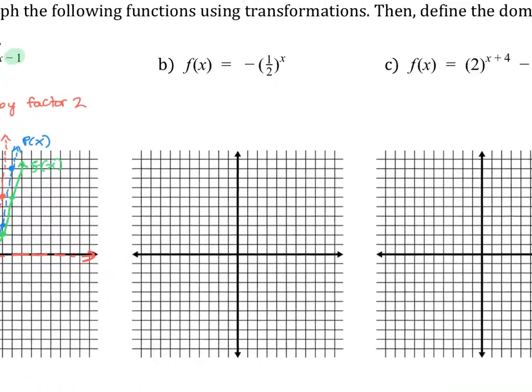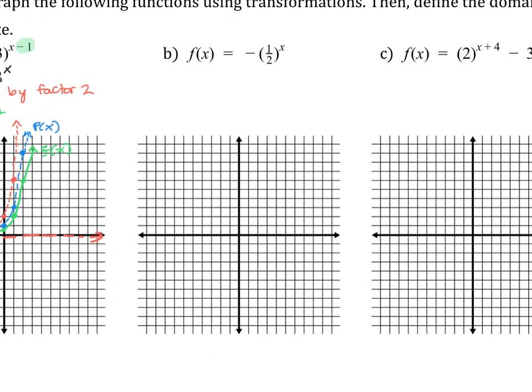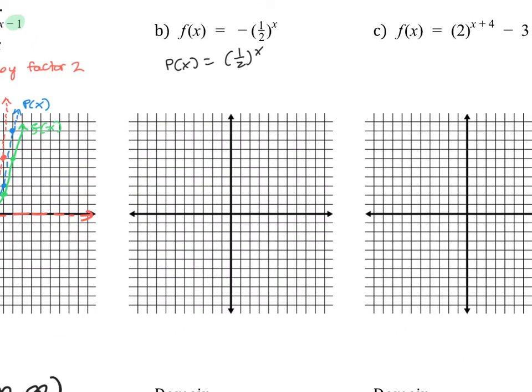All right, let's look at example B. So here we do have a transformation, but let's start with our parent function. So p of x, it would just be 1/2 to the power of x. So this is exponential decay because that base is less than 1. So let's see if we can plot a couple of points here. So let's try plugging in.